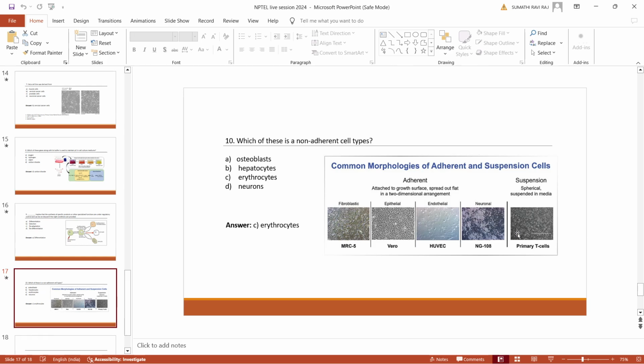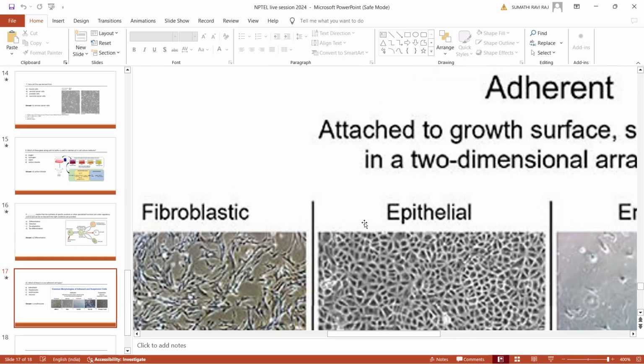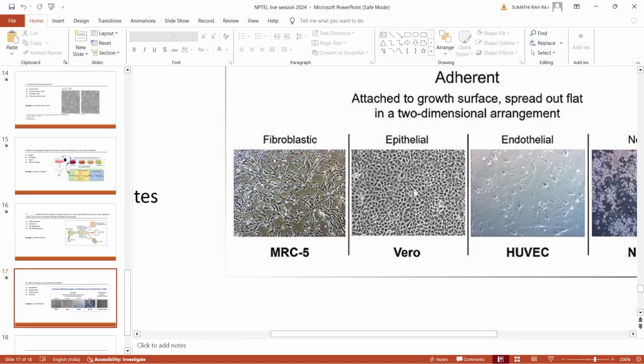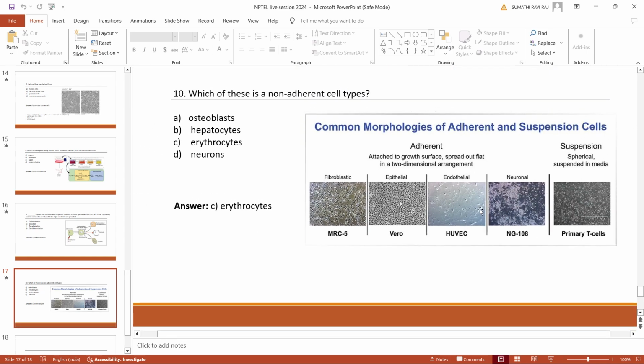So the adherent cells are here, fibroblast cells, which you can see look very similar to epithelial cells, but you can see they are more longitudinal, and they have formation of fibers. So here these are MRC5 cells. These are Vero epithelial cells. These are HUVEC endothelial cells. So endothelial cells are lining the tubules and under the epithelial cells near capillaries, etc. So these are HUVEC endothelial cells. This is how they look. And these are neuronal cells. This is how they look, NG108, and these are suspended cells.